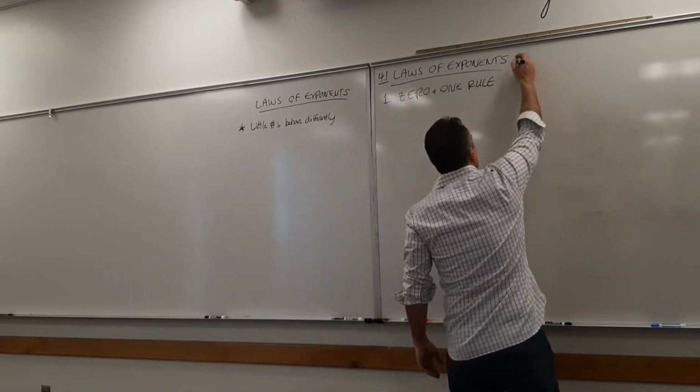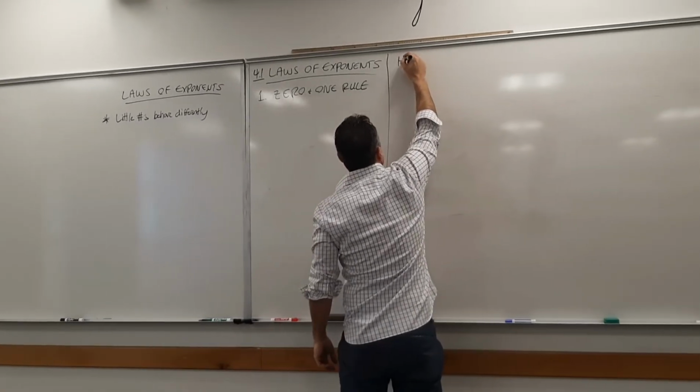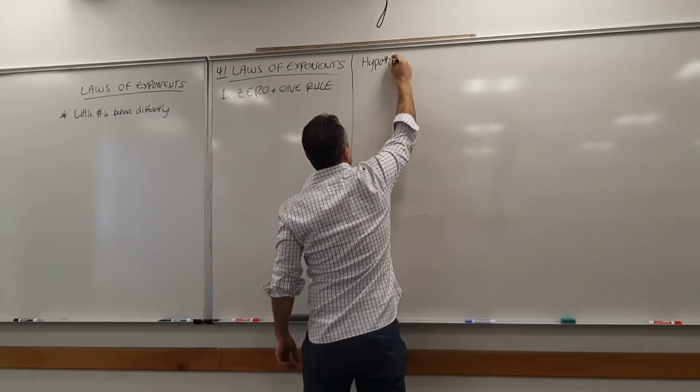So this chart, we're going to have these big all things. So this is the name of the rule. Then we have what we call the hypothetical, okay?